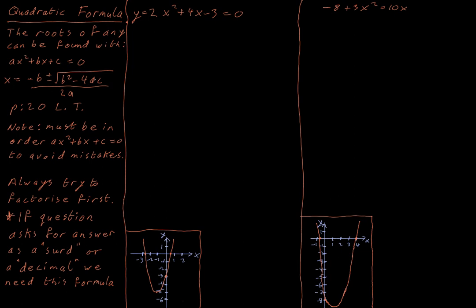So if we look at the rule, the formula that we are going to be practicing today, we have x is equal to minus b plus or minus the square root of b squared minus 4ac, and everything is divided by 2 times a. So what's a, b, and c?